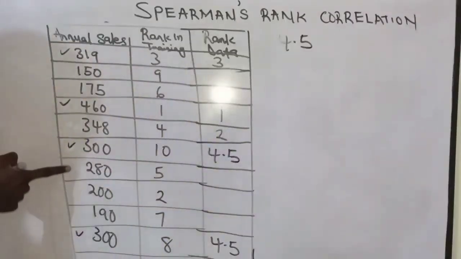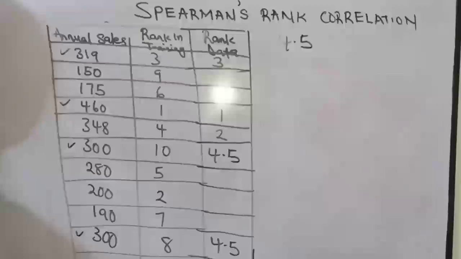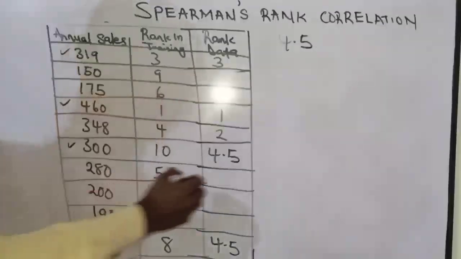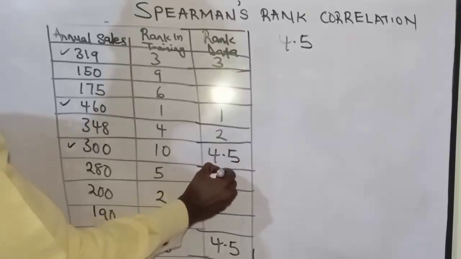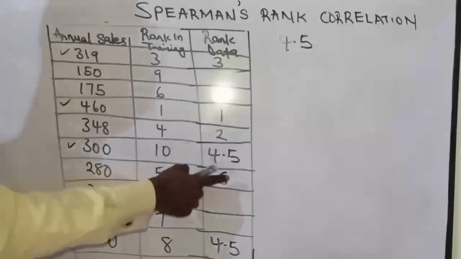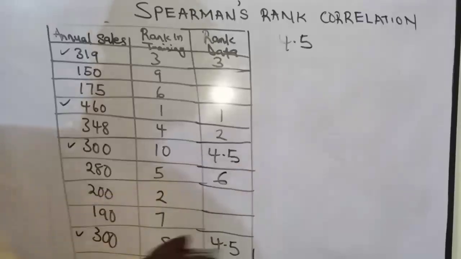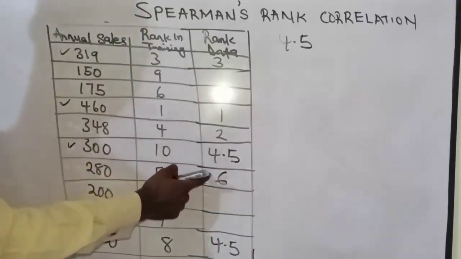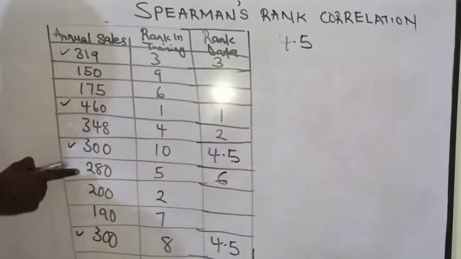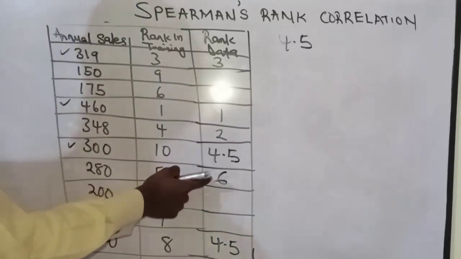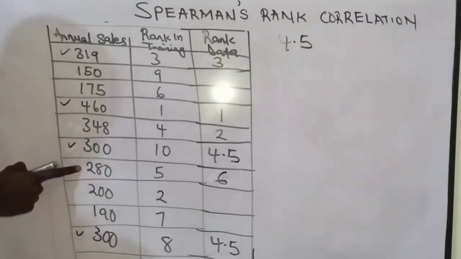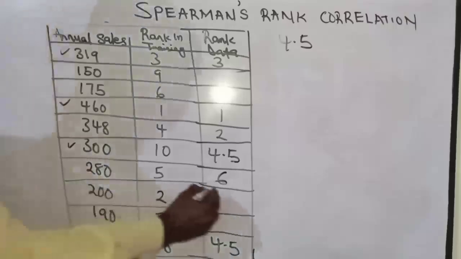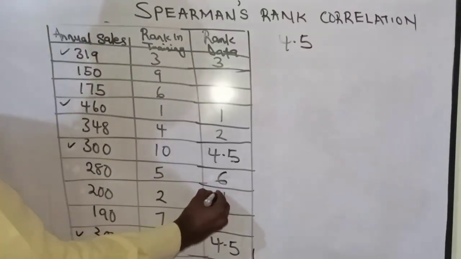Now, the second highest number, if you check, is 280. Now, 280, I know most of you will say 280 should be 5, right? Now, 280 will not be 5. It will now be 6, because we already have 4.5, 4.5. So the number after 300, which is 280, will be 6, not 5. After 280, the other highest number here is 200. So this will be 7, right?